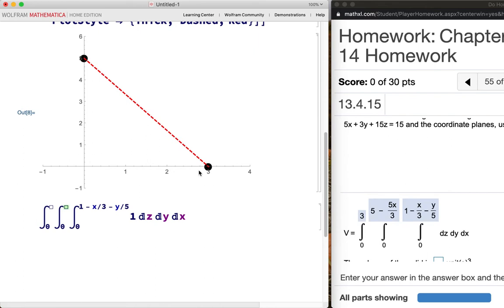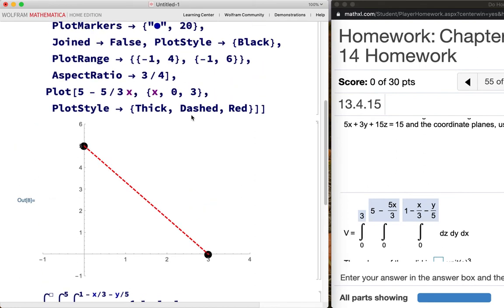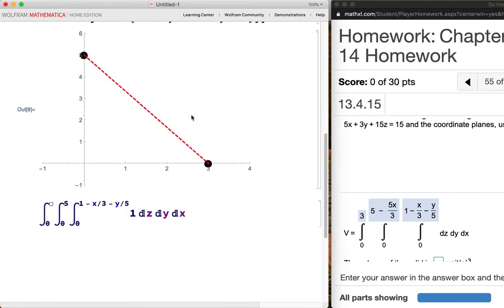My upper y limit, which of course you can see in the picture, the Mathematica plot, you can see that right over here. The upper y limit is 5 minus 5x over 3. Okay. And then the upper x limit is simply going to be 3. Very simple. Now, yes, you could do this integral by hand, but guys, beware.